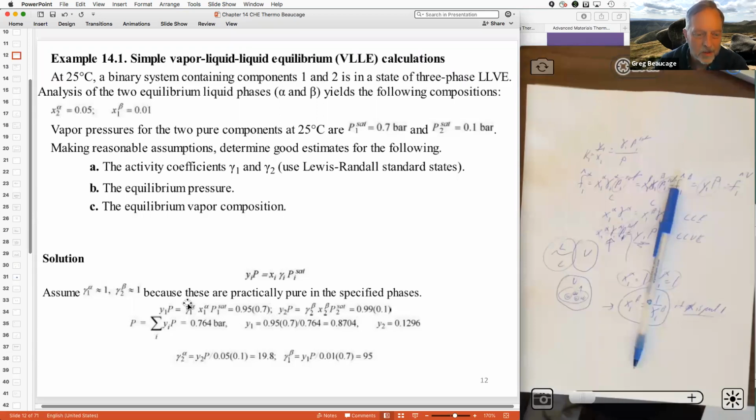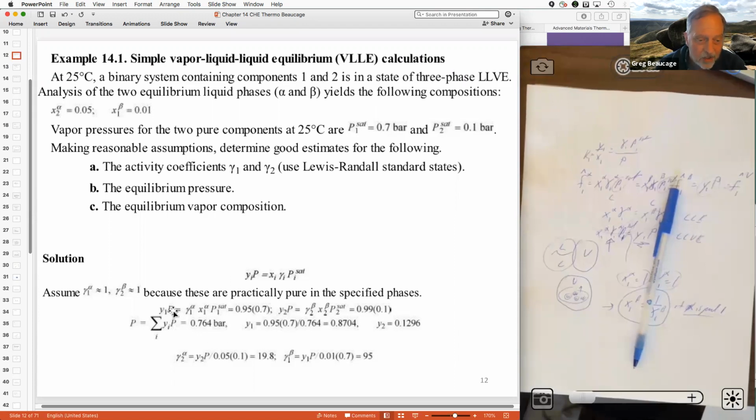So component 1, that's the total of component 1, right? It's pure alpha. And then the beta phase has no 1, so you just get the pressure from component 2 in the beta phase, where it's 99%. So the gamma 2 beta is 1 because of the dilution thing, and then you just get y2, and you sum those two and you get the pressure.